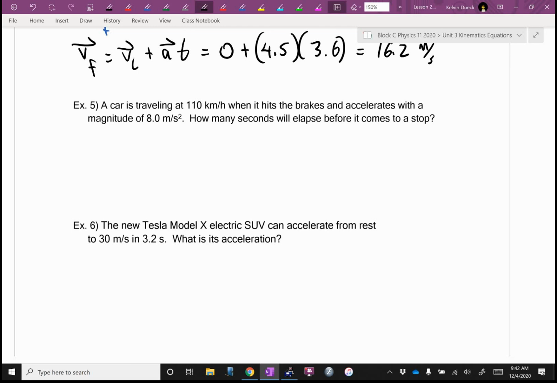So, what's this question asking me to find? Time? Let's write down T equals question mark. What's that 110? I know I don't like the units, but I'll fix that. What is it? VI is 110, and because it has yucky units, I'm going to go kilometers per hour.